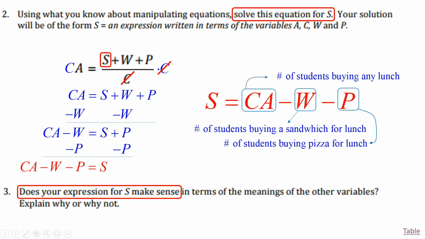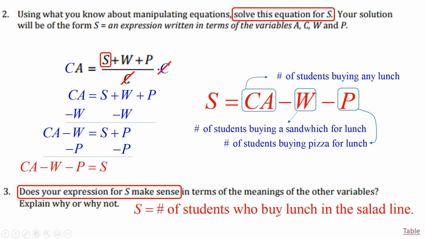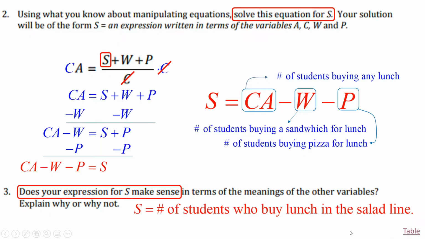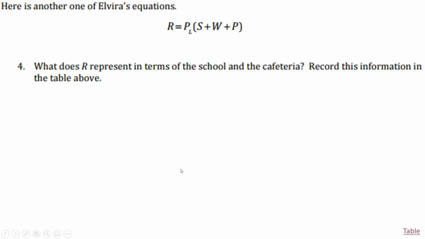Well, what's the other lunch? It's the salad, and that would be the number of students who buy salad lunch. So S equals the number of students who buy lunch in the salad line. And let's go check that on our table, see how we did. S, the number of students that buy lunch in the salad line. Beautiful. So that makes total sense. One more time: does your expression for S make sense in terms of the meanings of the other variables? Explain why or why not. Yes, it makes sense. Okay, number 4.